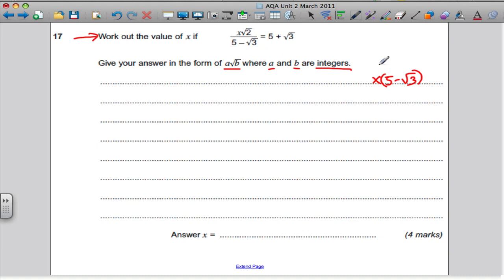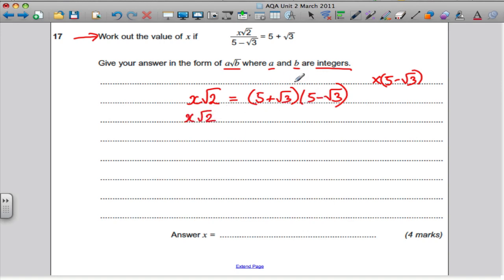So multiplying everything through by that, I will be left with, on the left-hand side, x root 2, and on the right-hand side I would have 5 plus root 3 multiplied by 5, subtract root 3. Okay, so x root 2, let's multiply this out.